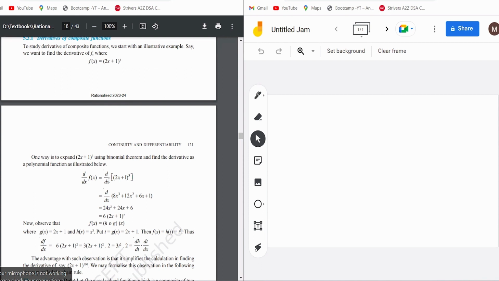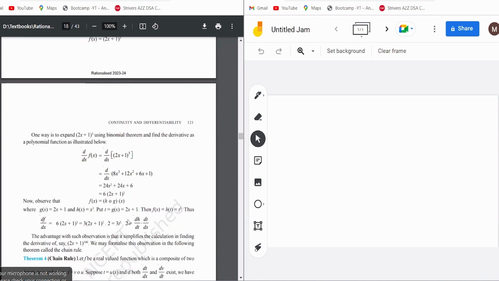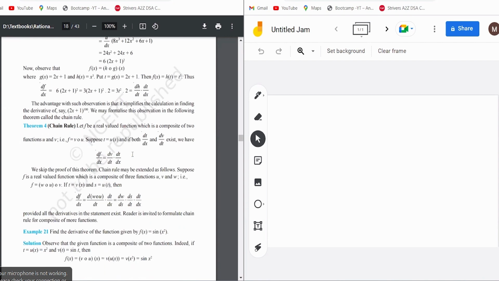Now the differentiation of 2x plus 1 would be 2. So it would simply be 2 times 3, that is 6 times (2x plus 1) square. Simple. We need not open that, it is a very long method. We can just use a simple method: firstly differentiate the outer part, then come to the inside, nothing else. This is what we call the chain rule also.